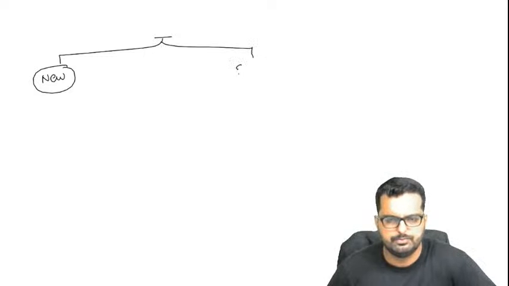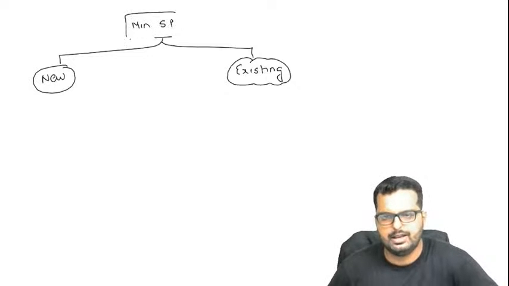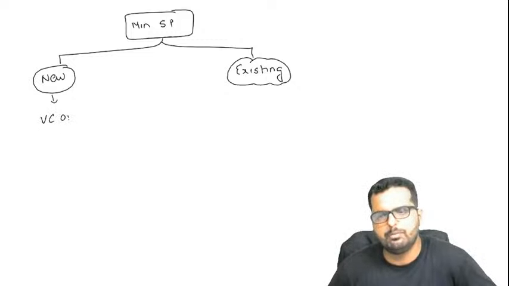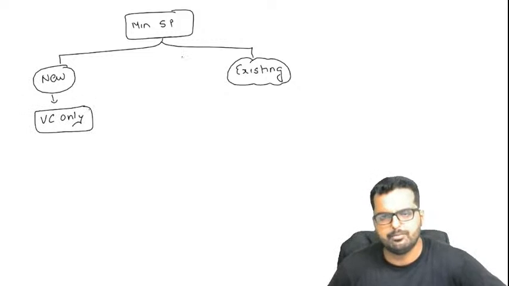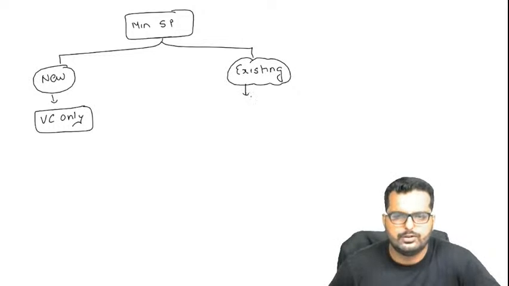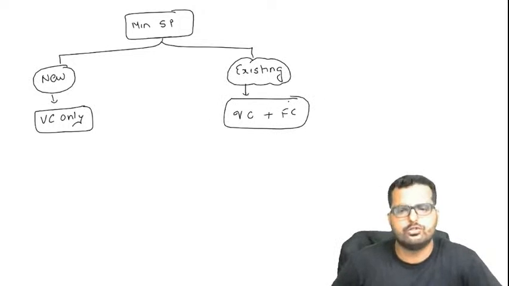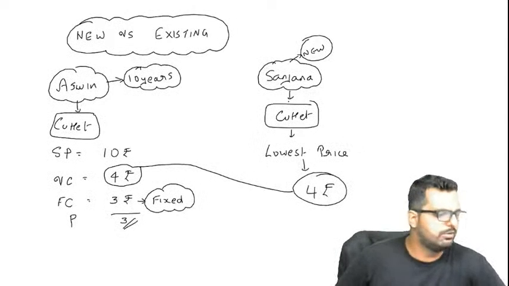New, existing, okay. Minimum selling price. If it is a new product, the minimum selling price would be variable cost only. Minimum selling price, okay. If it's an existing product, you would try to sell minimum variable cost also and fixed cost also. Can you write down this in your books, friends?